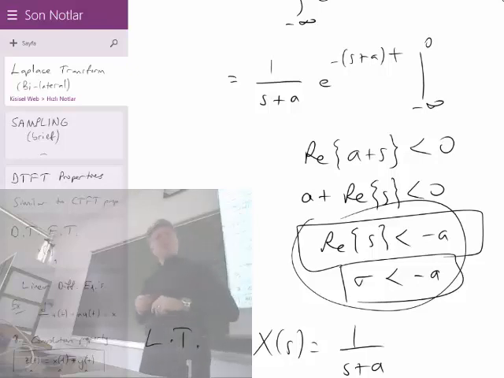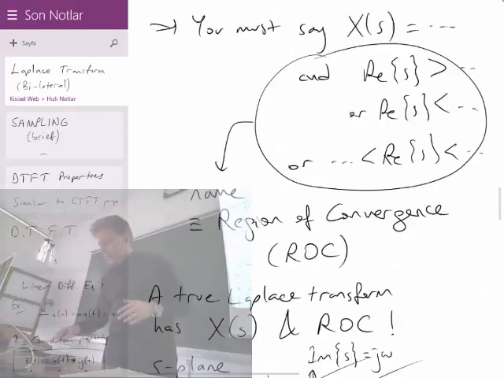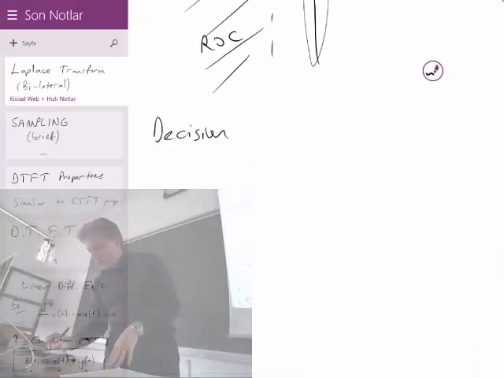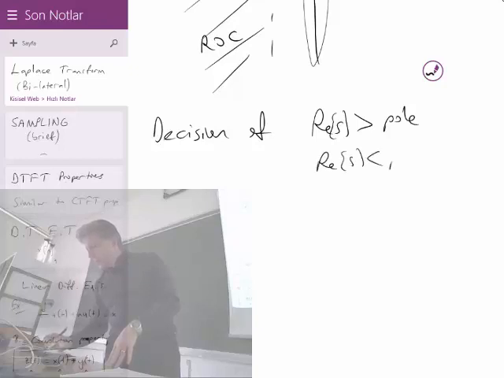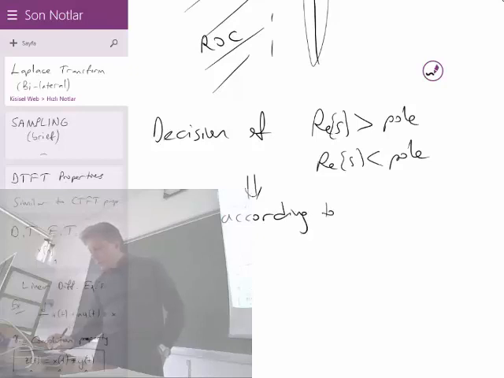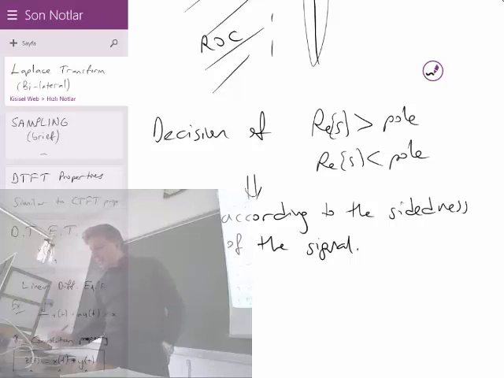But there is a shortcut for guessing whether the region of convergence is to the right of the pole or to the left of the pole. And it's as simple as this. So let's write it. Decision of real part of s greater than the pole or real part of s less than the pole. How do we decide on that? The decision is according to the side of the signal, or sidedness, let's say.